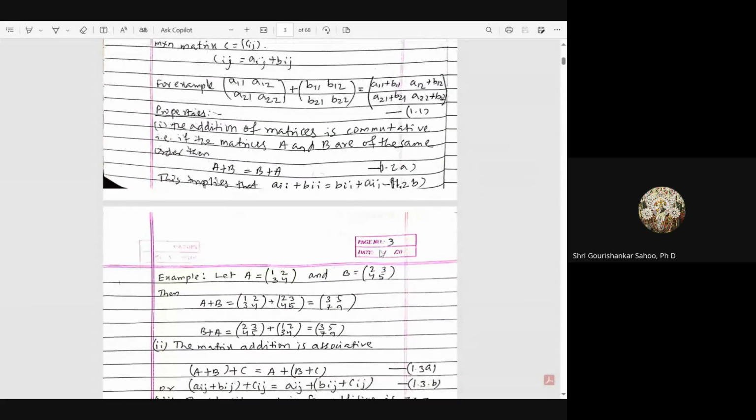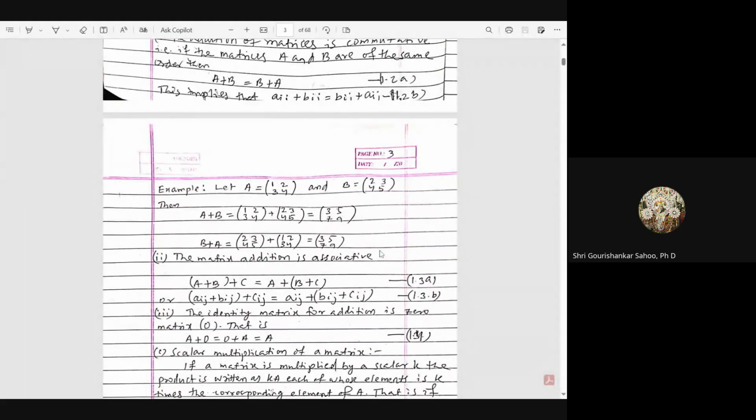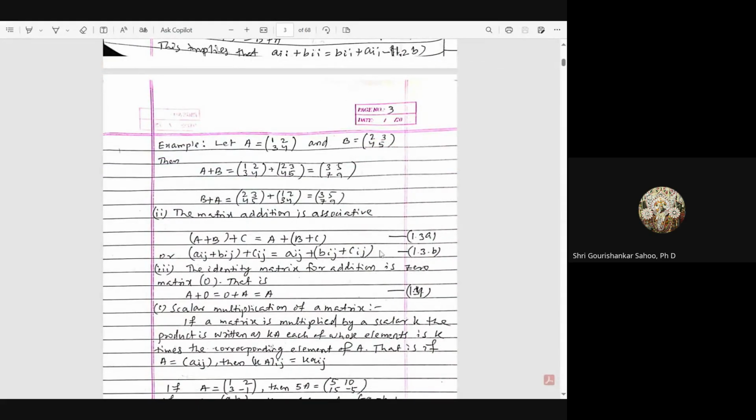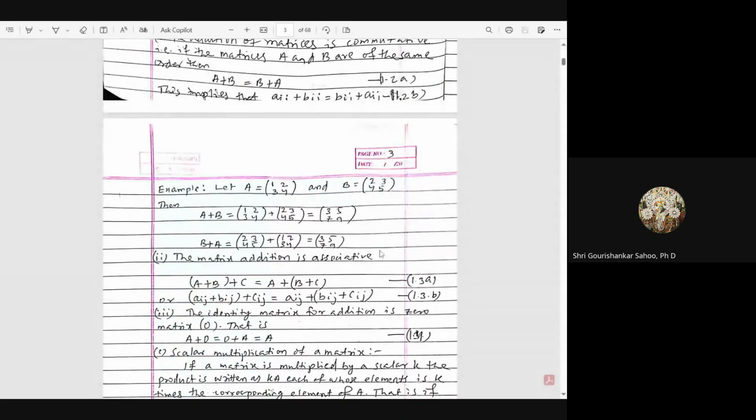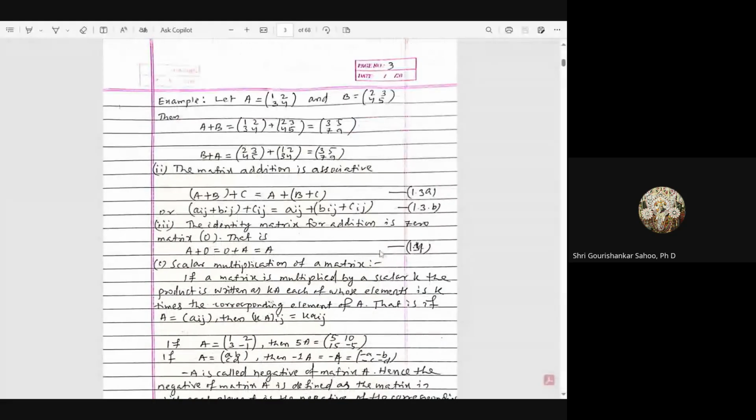So similarly, matrix addition is being performed, and addition of matrices is commutative. A plus B is equal to B plus A, where A and B are two matrices. You can see an example here. If A is equal to 1, 2, 3, 4, and B is equal to 2, 3, 4, 5, then A plus B is 3, 5, 7, 9, and B plus A is also 3, 5, 7, 9. So matrix addition is commutative.